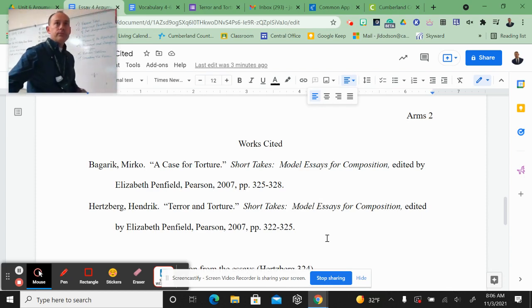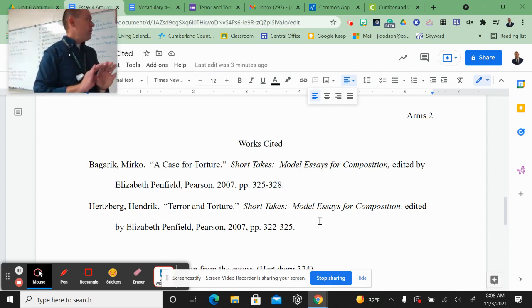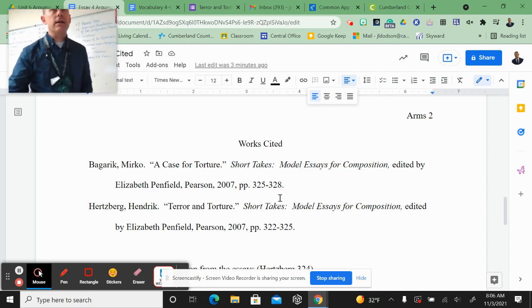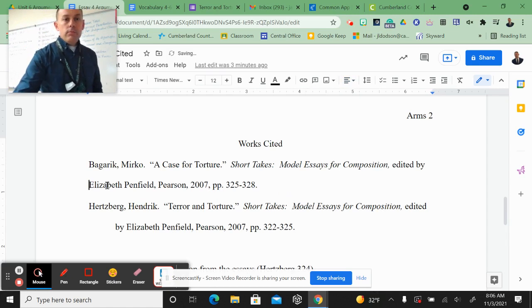Now, how do you see where just Elizabeth Penfield? Just type it all up and let it naturally wrap, and I'll show you how to get a hanging indent. So yours is going to look like that for right now, and I'll show you how to get the hanging indent.